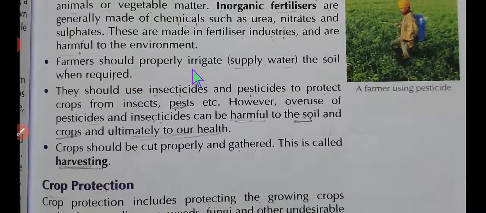Farmers should properly irrigate, supply water to, the soil when required. They should use insecticides and pesticides to protect crops from insects, pests, etc. However, overuse of pesticides and insecticides can be harmful to the soil and crops and ultimately to our health. Crops should be cut properly and gathered. This is called harvesting.